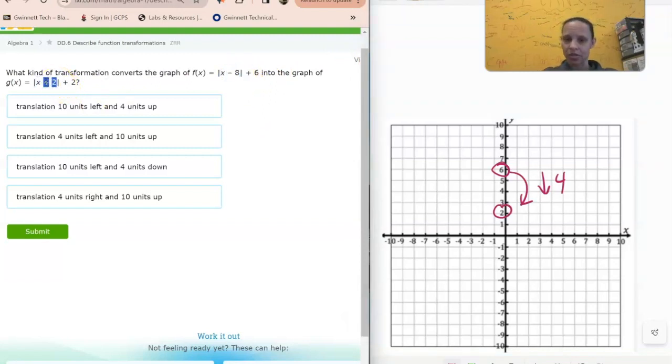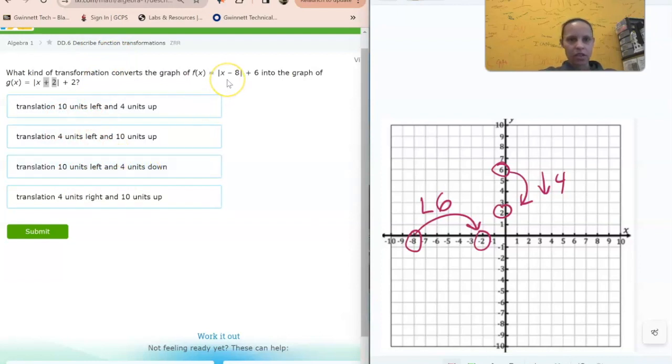So that's x and opposite. So from -8 to +2. Okay, so you think it's going right, but it's x and opposite, so it's really left. But how many spaces is this? Again, you can count that, or you can see that it's 6. So I'm going down 4, left 6.